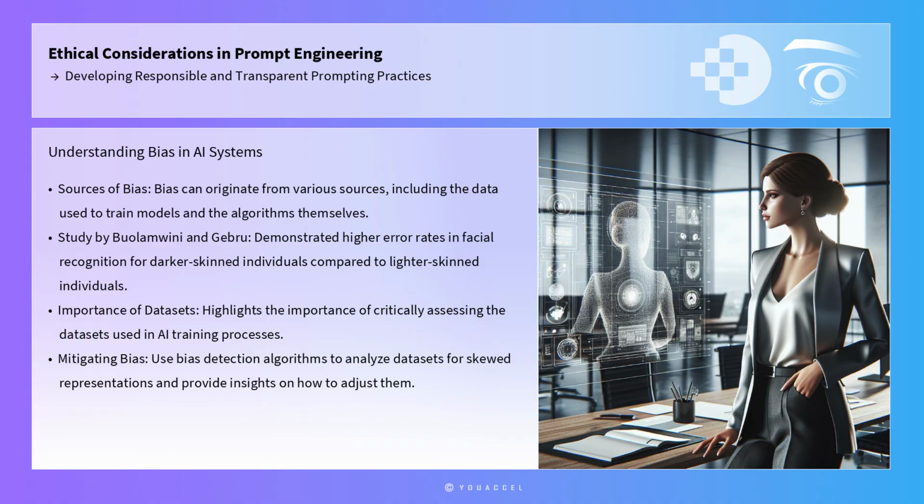A practical tool for mitigating bias is the use of bias detection algorithms, which analyze datasets for skewed representations and provide insights on how to adjust them. Implementing these tools requires a step-by-step approach. First, identify potential sources of bias in the data, then apply detection algorithms to quantify these biases, and finally, take corrective actions, such as rebalancing training datasets or employing fairness-enhancing algorithms.